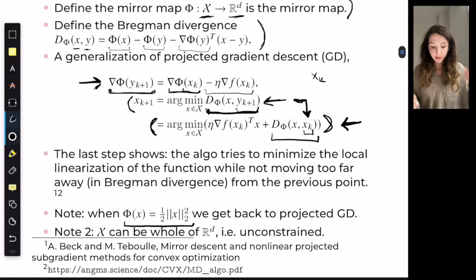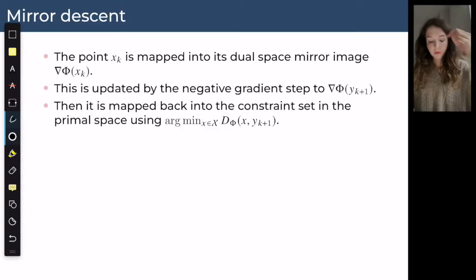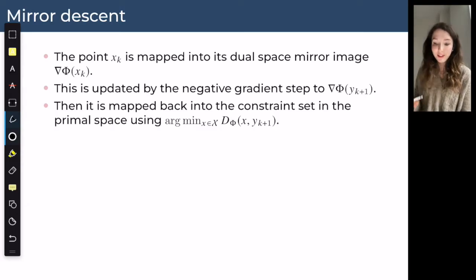Two interesting references for mirror descent are this paper, Mirror Descent and Nonlinear Projected Subgradient Methods for Convex Optimization, and this slide deck, which I think gives some useful insights into mirror descent. Okay, so that was mirror descent in formulas. Let's look at it briefly in pictures.